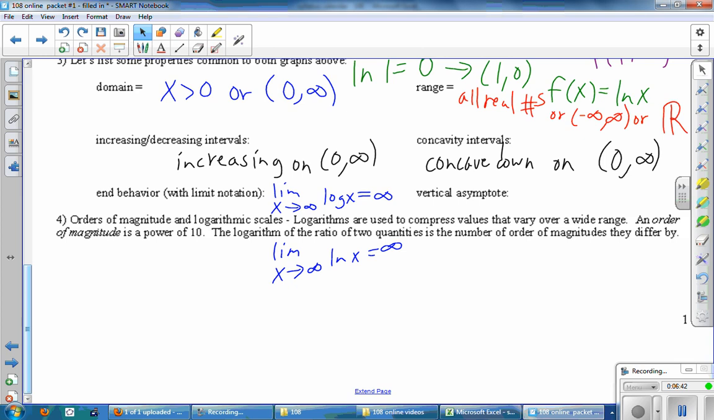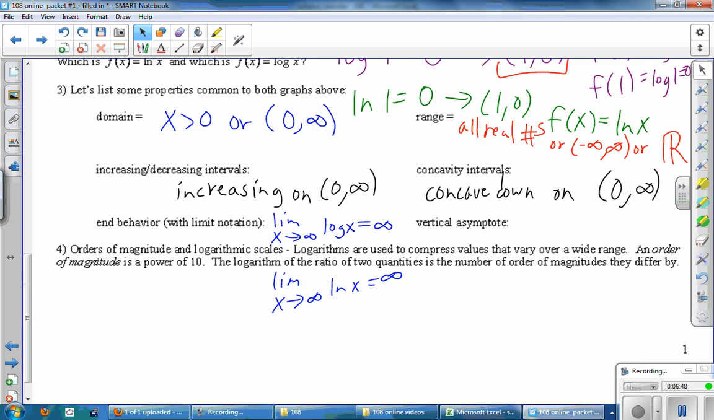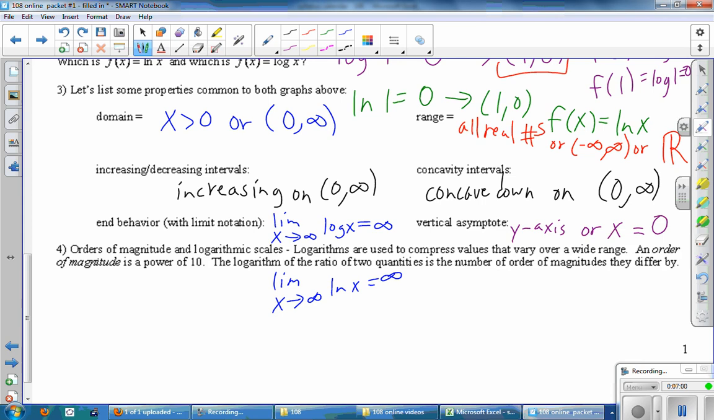And finally, vertical asymptote is exactly the same for both. The vertical asymptote is the y-axis. Can you write the y-axis in equation form? I'll give you a hint. It's some letter equals 0. Which one is it? X.